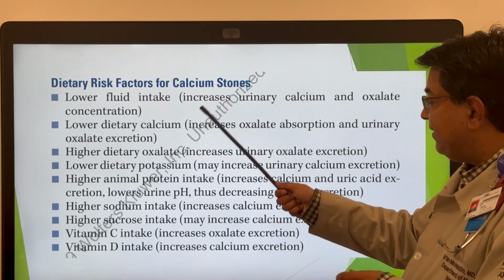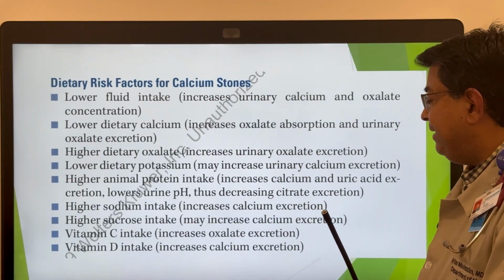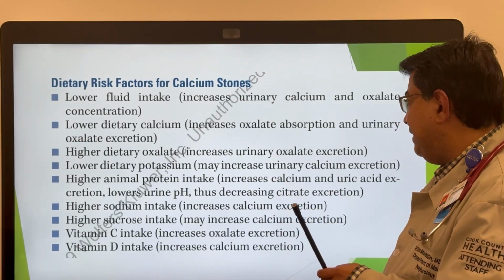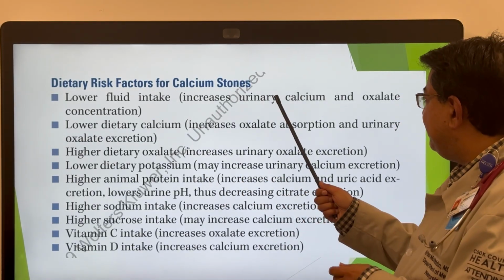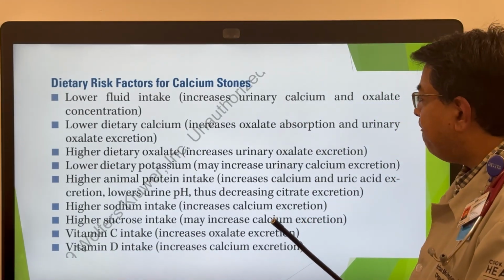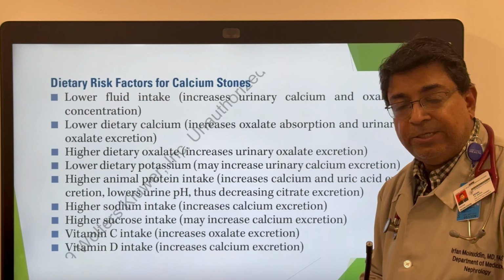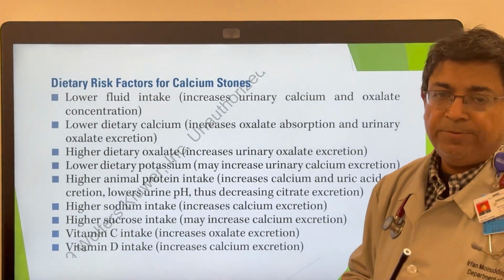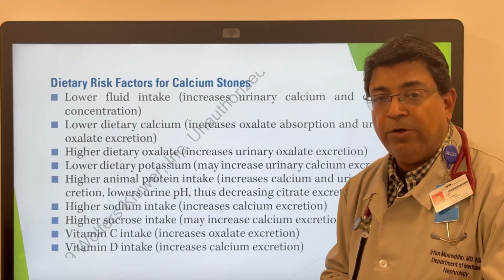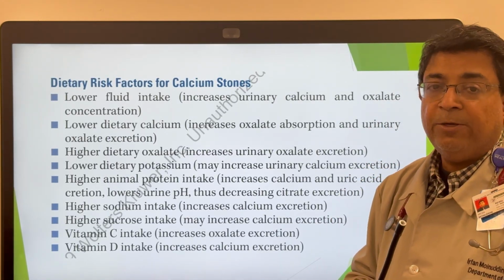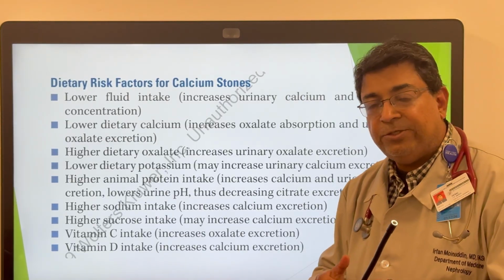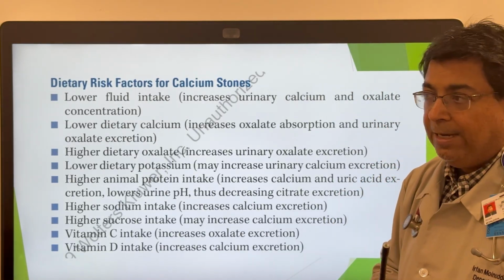So these are risk factors for calcium stones. You should drink plenty of water, because lower fluid intake is a risk. It increases urinary calcium and oxalate concentration. Lower dietary calcium is a risk. That might sound counterintuitive, but actually they need to have a normal calcium diet in order to bind the phosphorus and oxalate in the gut and get rid of them in the stool.